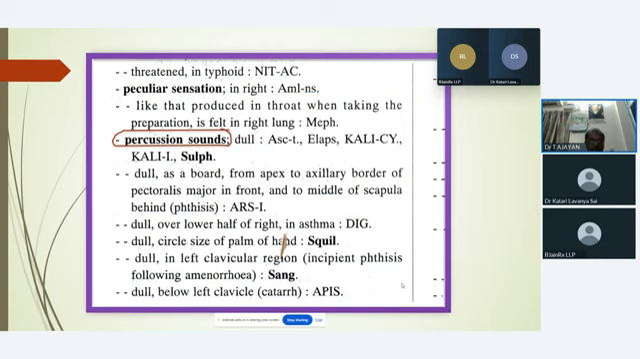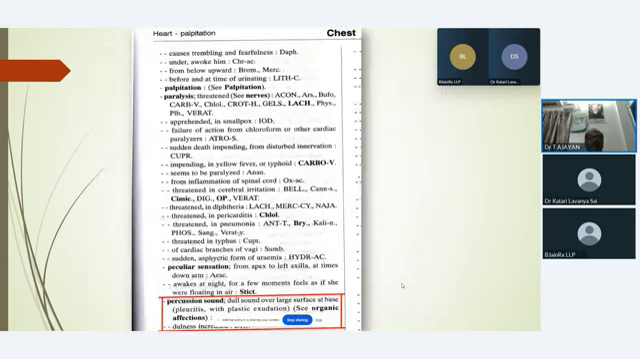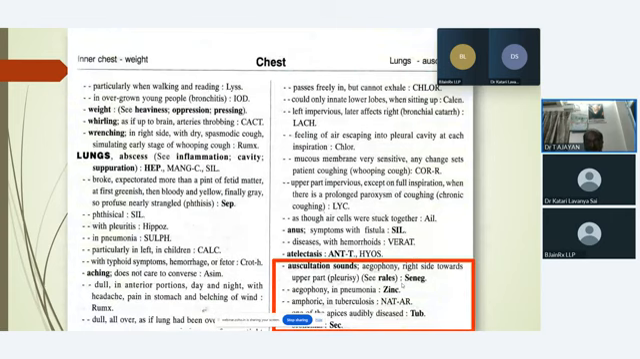Percussion sound: a number of rubrics are there. Dull circle the size of the palm of a hand is a physical examination finding; only one medicine, Squilla. Look here, percussion sound, dull sound over a large surface at the base with plastic exudation in organic affection: only one medicine is there. That is percussion sound. Then auscultation related rubrics.